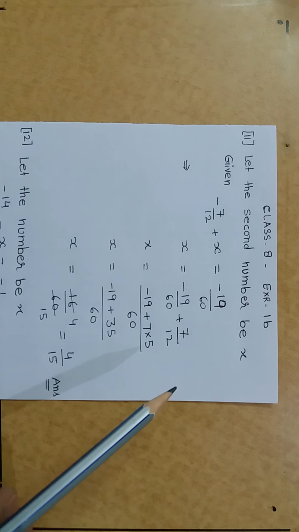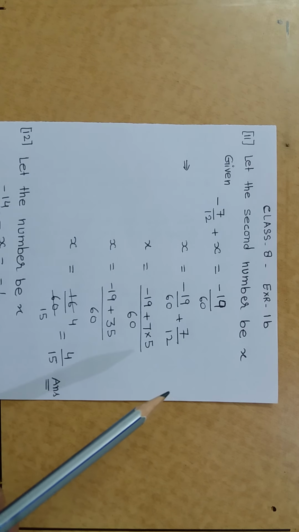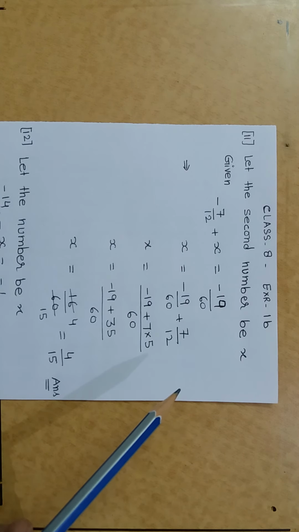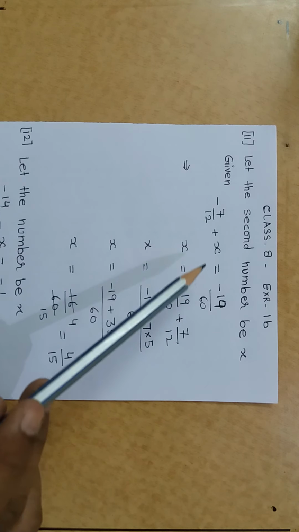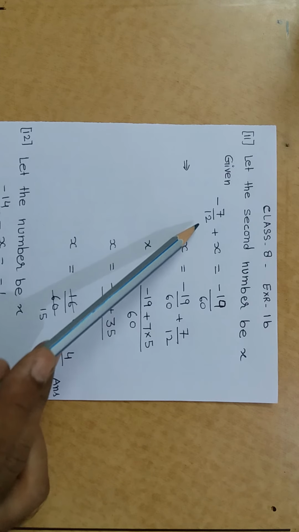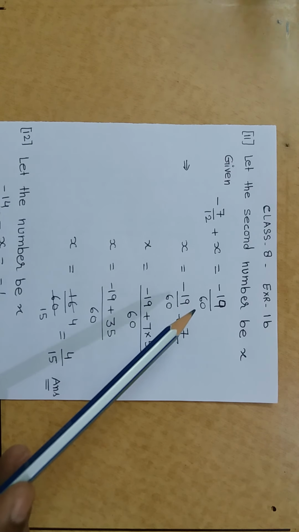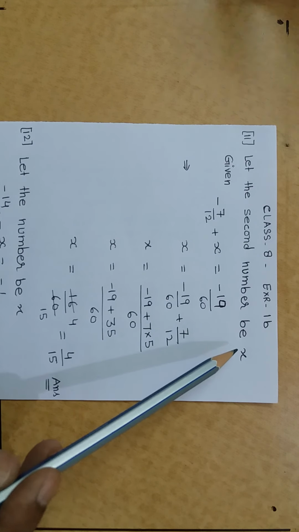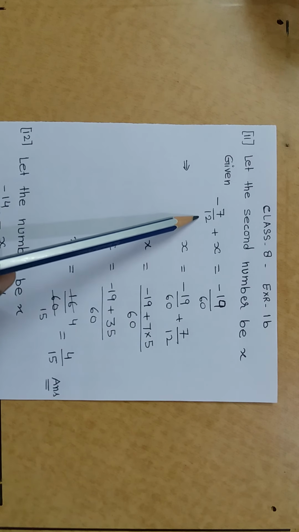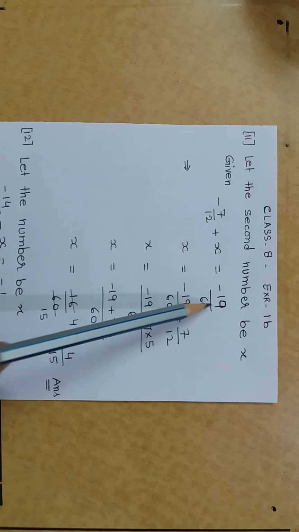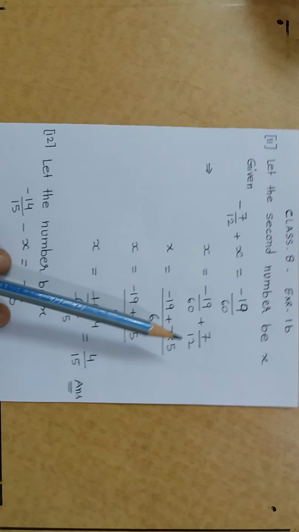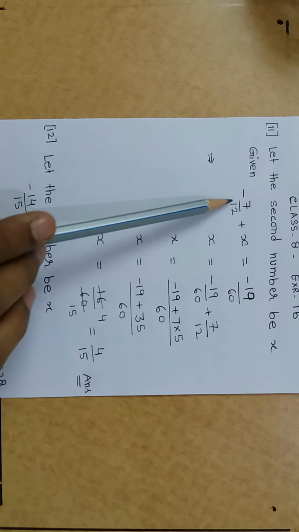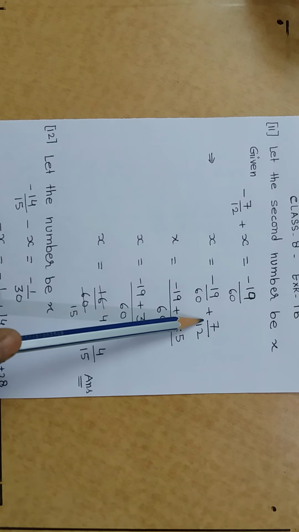Questions number 11, 12 and 13 are the most important questions. Listen carefully. In this question, it is given: what should be added to minus 7 by 12 to get minus 19 upon 60? So let us suppose that the second number be x. So it is given that minus 7 upon 12 plus x is equal to minus 19 upon 60. Transfer minus 7 by 12 to the right side, so its sign will be changed. Minus 7 by 12 changes into plus 7 by 12.